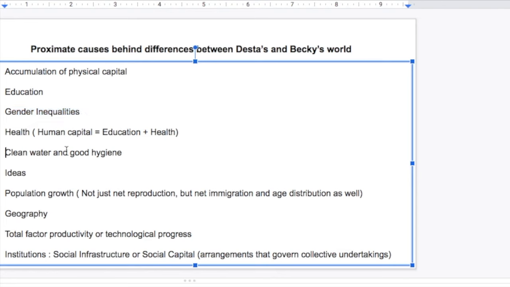Then clean water and good hygiene, as a few of you mentioned. Sanitation and good hygiene have been found to significantly impact nutritional indicators, and nutritional indicators further impact the cognitive capabilities of children. So early child nutritional status impacts their later lives. A child who is highly nourished in infancy is found to be in a much better place in later life.